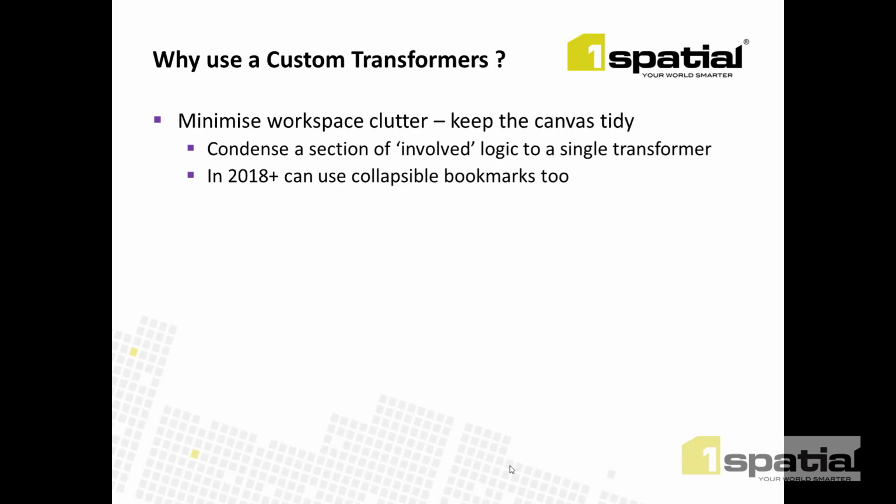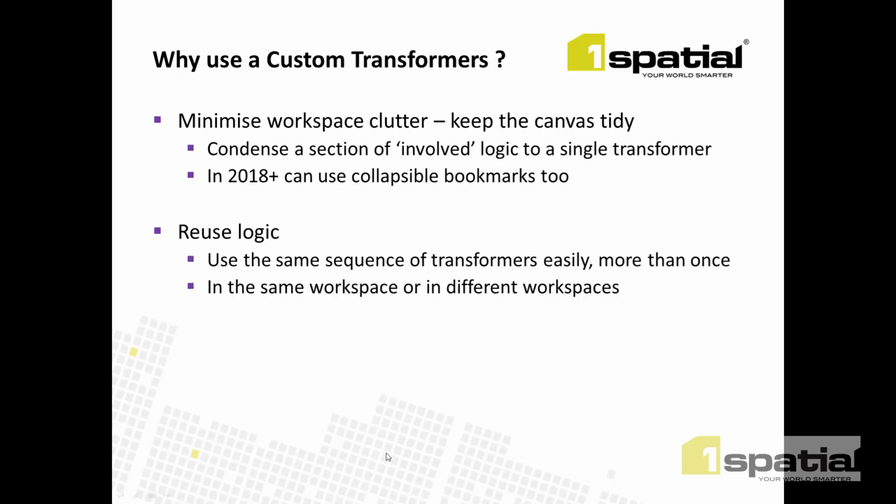One thing to bear in mind though is if you're actually looking to do just that with a custom transformer, perhaps FME 2018 is worth trying, because that actually supports something called collapsible bookmarks, which has a similar capability without necessarily the need to build a custom transformer. So if that's your only reason for going down the custom transformer route, maybe FME 2018 and its collapsible bookmarks gives you an option to try.